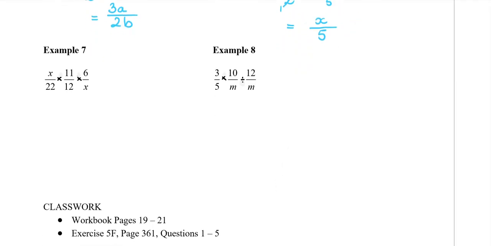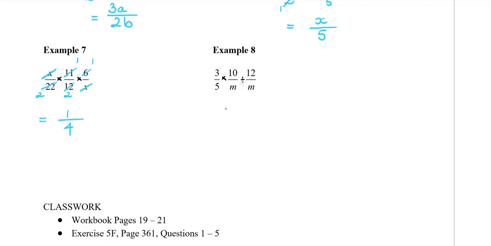Questions 7 and 8. Multiplying 3 fractions in question 7. So they're already all multiplication signs, so we're going to go straight to trying to cancel things off. We can cancel x with an x. The 11 and the 22, we can divide by 11 there and get a 2 and a 1. The 6 and the 12, we can divide by 6 to get a 1 and a 2. Okay, well that pretty much took care of everything. All that's left on the top is 1 times 1, which is 1, and on the bottom 2 times 2, which is 4.